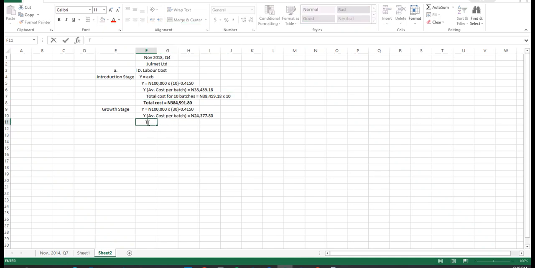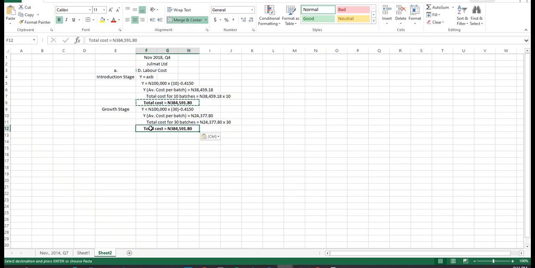Now, the total cost for the 30 batches will be what? It will be 24,377.80 multiplied by 30, and that gives us what? 731,334.